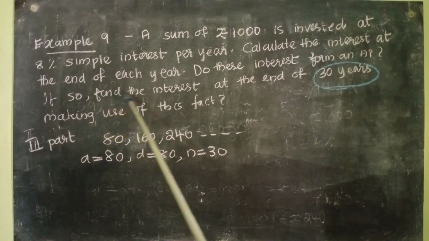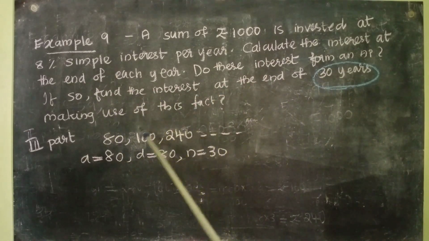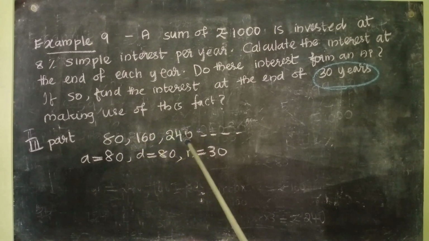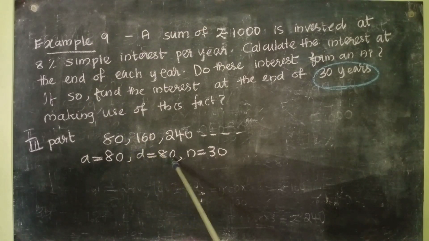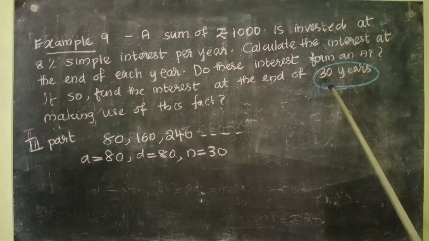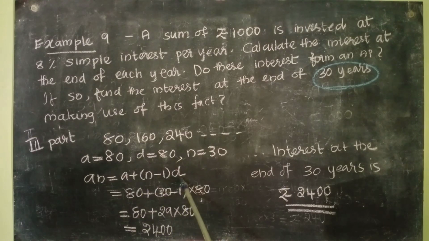Third part: if it forms an AP, find the interest at the end of 30 years, making use of this fact. So our AP is 80, 160, 240, etc. A equal to 80. D equal to 160 minus 80, that is also equal to 80. N equal to 30. It is given in the question. We have to find out AN. AN equal to A plus N minus 1 into D, that is equal to 80 plus 30 minus 1 into 80, that is equal to 80 plus 29 into 80, that is equal to 2400. So we can conclude interest at the end of 30 years is rupees 2400.